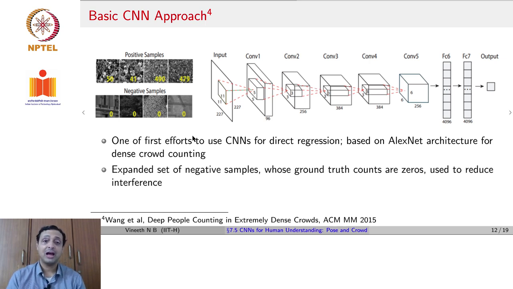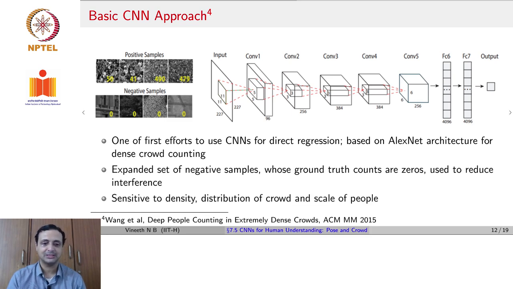So you could here have an expanded set of negative samples because it's perhaps easier to get images without people whose ground truth counts are zeros, and this helps reduce interference and get better performance across the positive samples. However, you can make out that this is a crude approach and it can be sensitive to density, distribution of crowd, scale of people, so on and so forth.